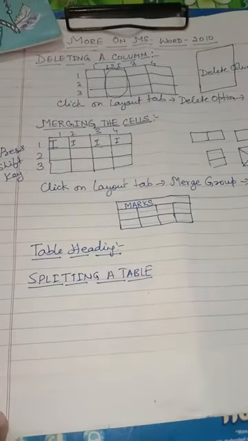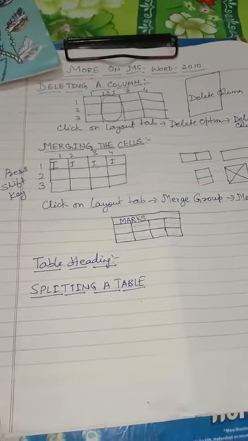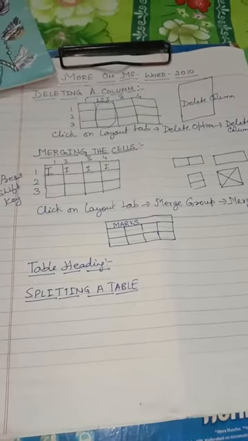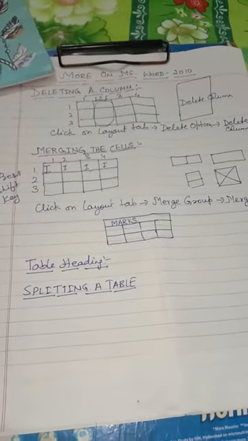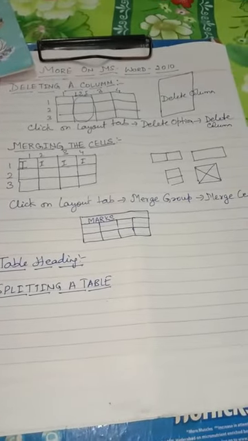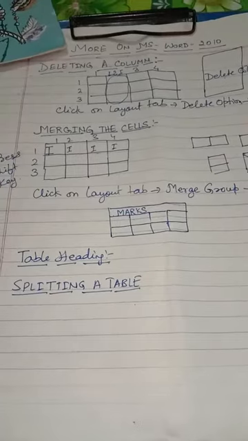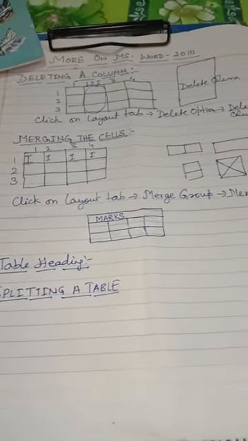How to split a table? Many times the situation arises when we want our table to be divided into two or more than two tables. So what should we do in such situations? MS Word allows us the option of splitting a single table into multiple tables, and we can perform all the operations of one table on the other table.